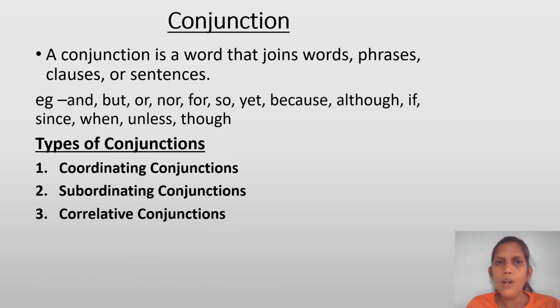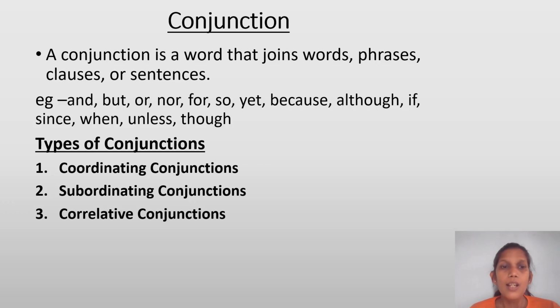Okay, now coming to the topic conjunction. Again, conjunction is a very simple topic. A conjunction is a word that joins words, phrases, clauses or sentences. For example, and, but, or, nor, for, so, yet, because, although, if, since, when, unless, though.